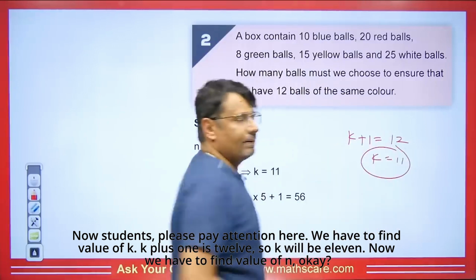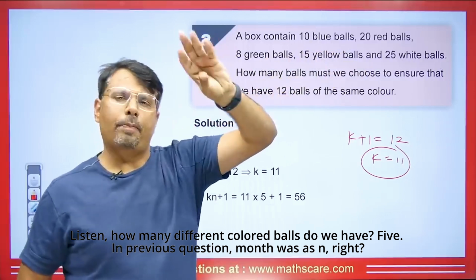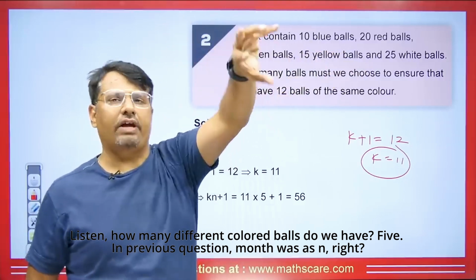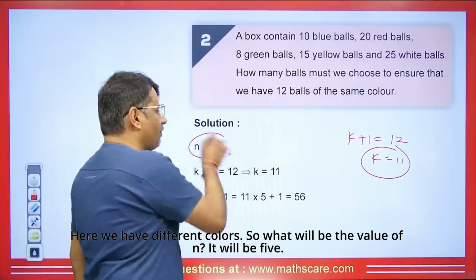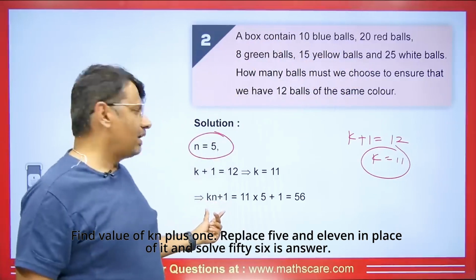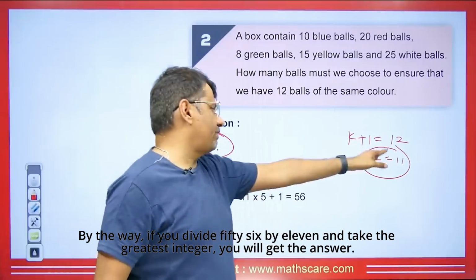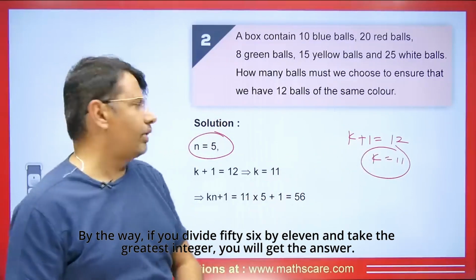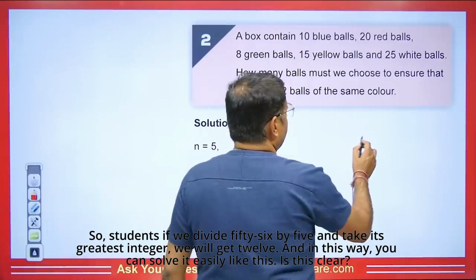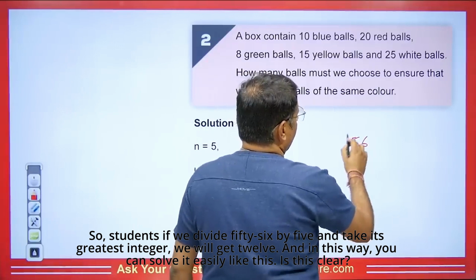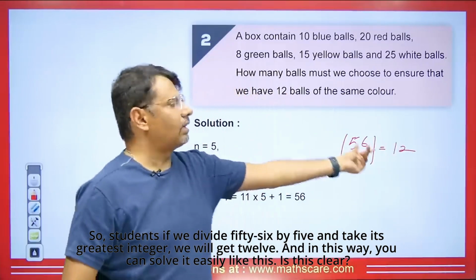Now we have to find the value of n, okay? Listen, how many different colored balls do we have? 5. In the previous question, months were n, right? Here we have different colors. So what will be the value of n? It will be 5. Find the value of kn plus 1. Replace 5 and 11 in place of it and solve, and the answer is 56. By the way, if you divide 56 by 5 and take the greatest integer, you will get 12. In this way, you can solve it easily.